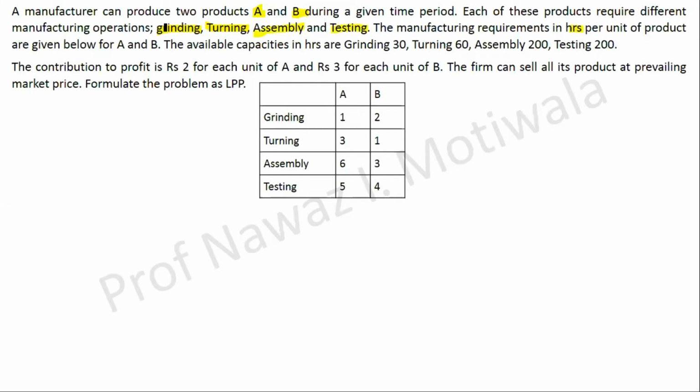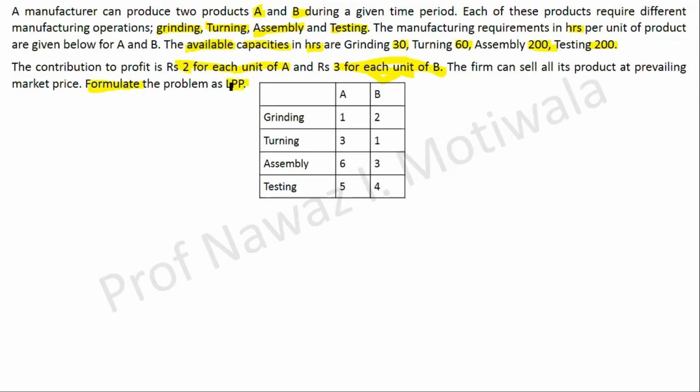production is given below for A and B, and the available capacities in hours are: grinding can be done only for 30 hours, turning for 60, assembly for 200 and testing for 200 hours. So these are our constraints given to us. The contribution to the profit is rupees 2 for each unit of A and rupees 3 for each unit of B. The firm can sell all its product at the prevailing marketing price. Formulate the problem as the LPP problem.